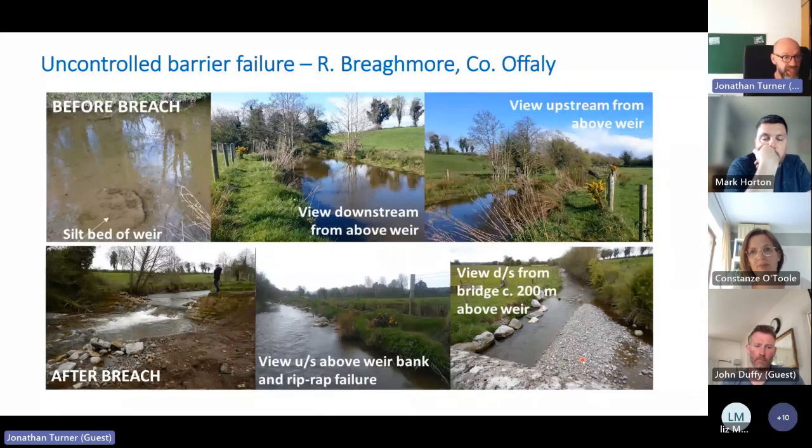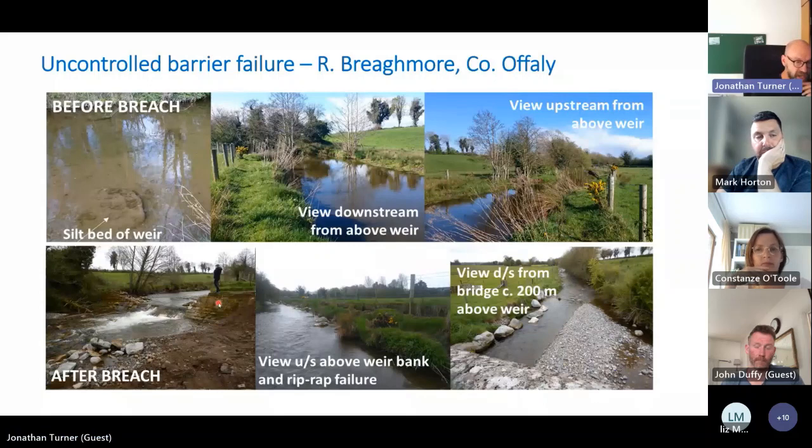And the challenge is that we don't always know how close a structure is to failure. There were conversations about the structure being in disrepair, but I don't think anybody expected it to collapse in the way it did. And I guess that leads me on then to a few more slides. I'm probably going a wee bit over time, but just in terms of barrier removal best practice.